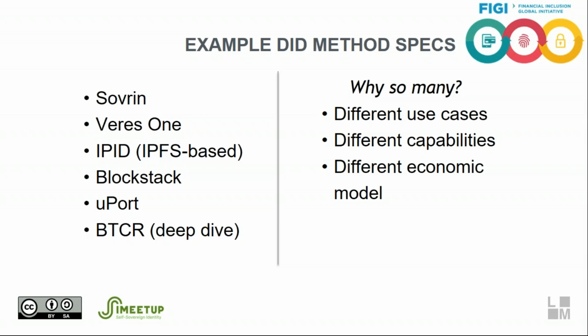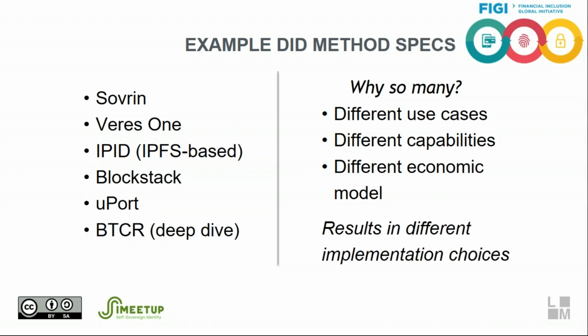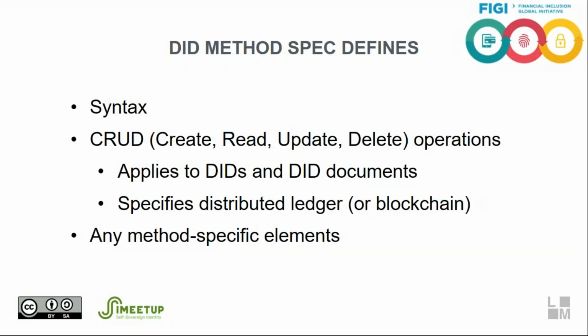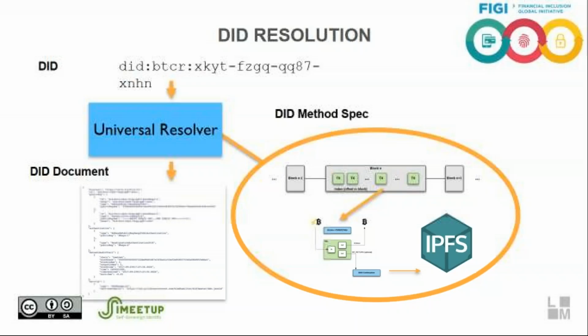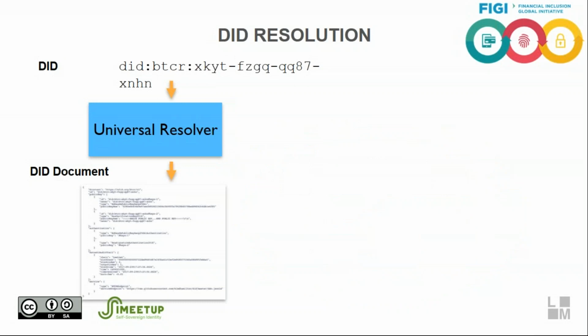IPID, I haven't come across that one. Yeah, IPID, it's based on IPFS. It's actually not a blockchain. You can have a DID that points to a location in IPFS that gives you this DID document. And I'm not sure, did we talk about DID documents yet? No, we should do that. I said very briefly that a DID points to a DID document, but I didn't really say much about what's in it. Okay, let's do this then.